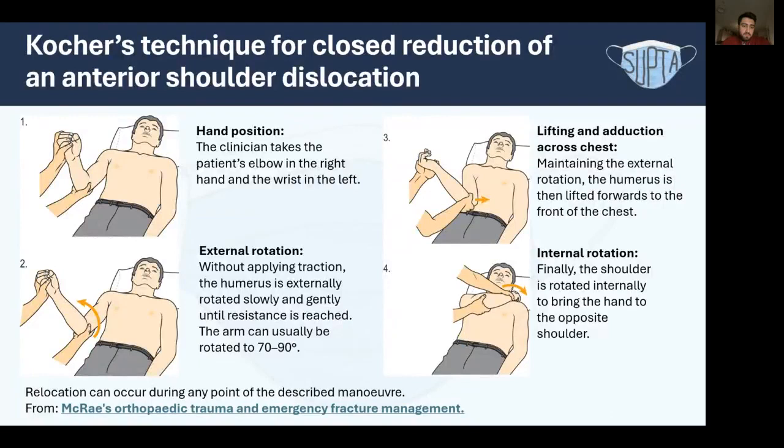Again, the reduction may happen at any stage. It doesn't have to be. You don't have to go through 1 to 4 for it to get reduced, but you may do all of it, and the shoulder may still not be reduced, and that's where you move on to a different technique. And many of these techniques are often performed by not just one clinician.